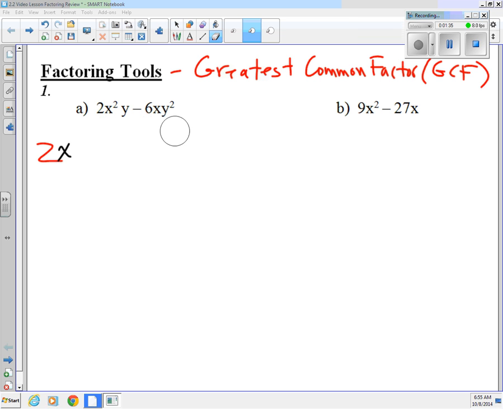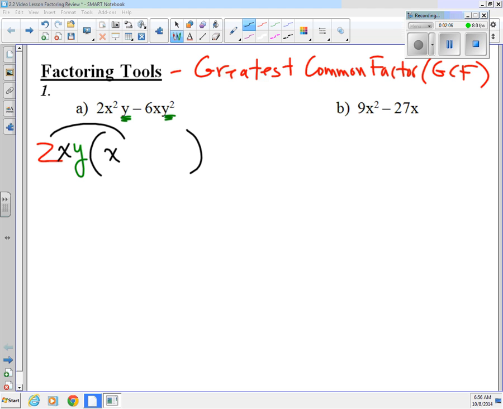My y's: the first term has only 1 y, the second term has 2. I'm trying to take what I can away from both of them. I can only take 1 y away from both. And now I write parentheses to figure out what's left inside the parentheses, because remember, I'm undistributing the 2xy. There's a few ways you can do that. You can do it mentally. You could say, okay, 2xy times what will give you 2x squared y? And the answer is an x. 2xy times x gives you 2x squared y back.